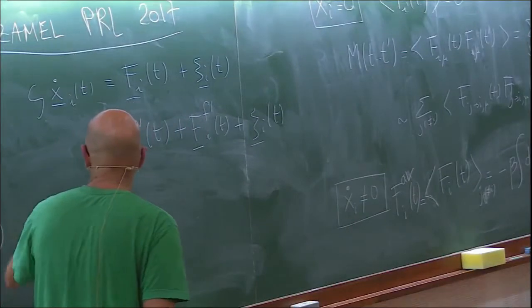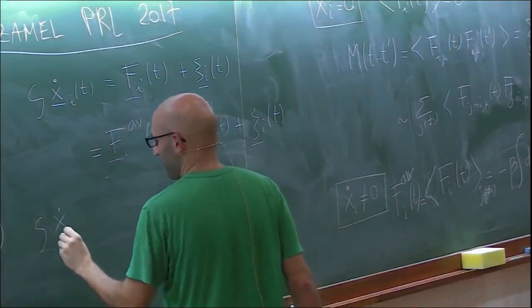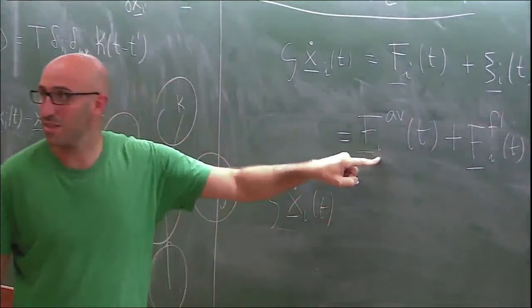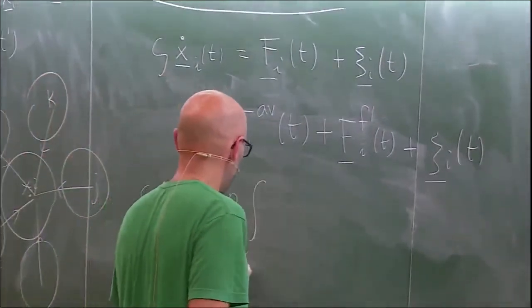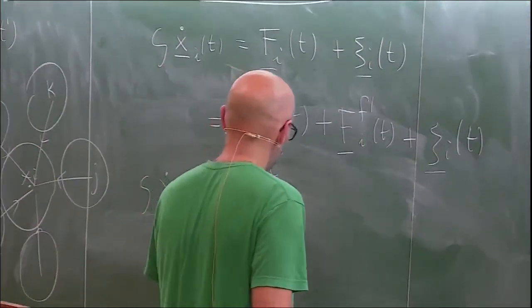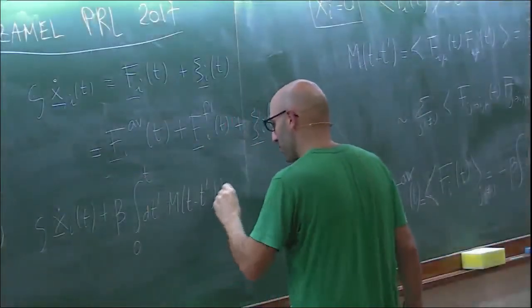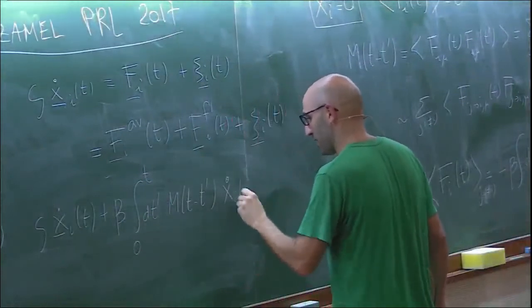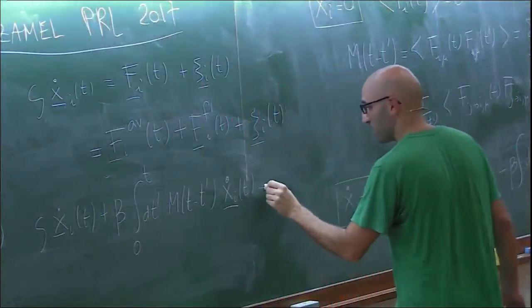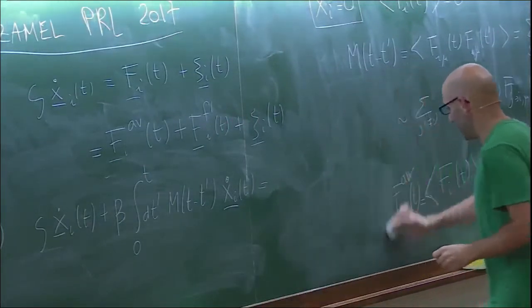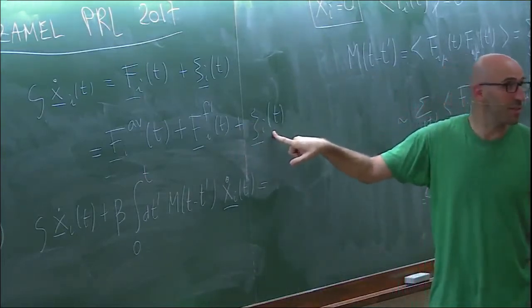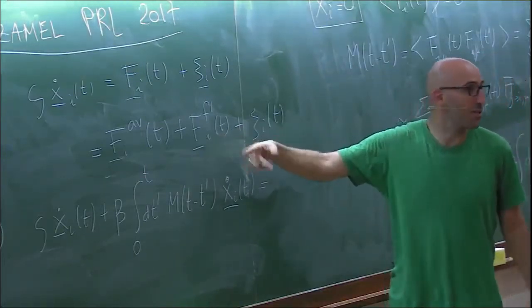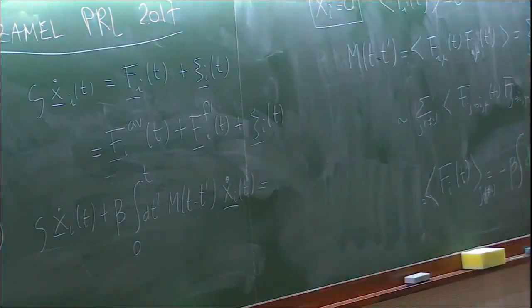I can say, okay, I have my friction term. I will bring this average on the other side, so I get plus beta times the integral between 0 and t of m of t minus t prime x dot I of t prime equal to, and now I have these two terms. So this is a white noise, and this is also a Gaussian noise, but it's not white, it's colored, because it has zero average, but it has some correlation.